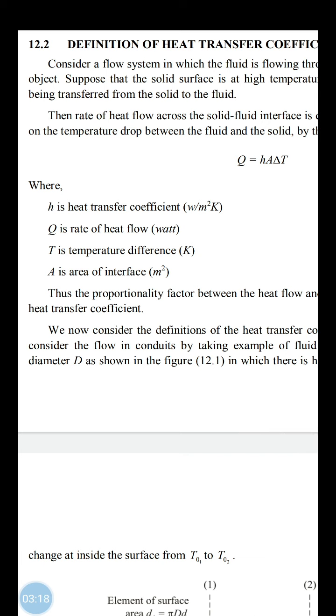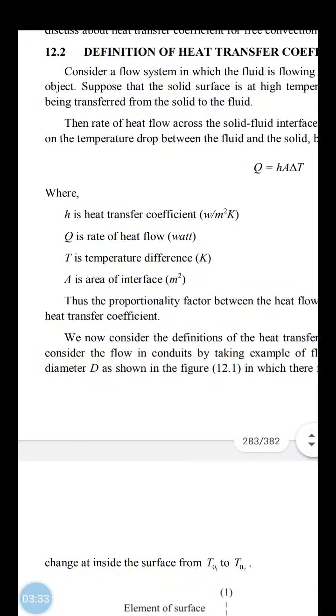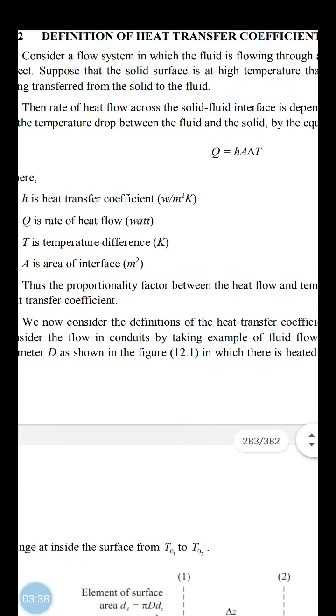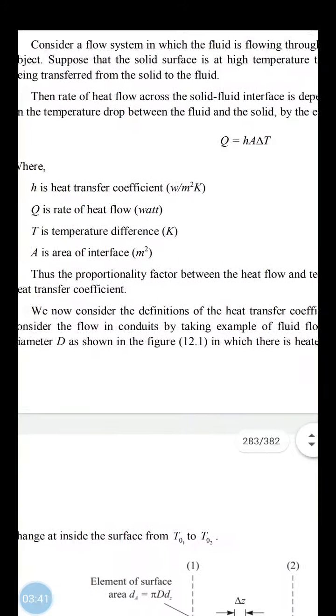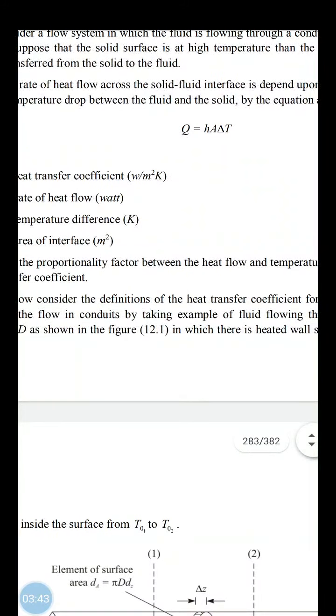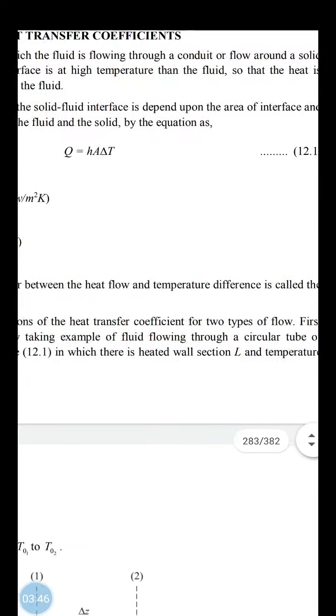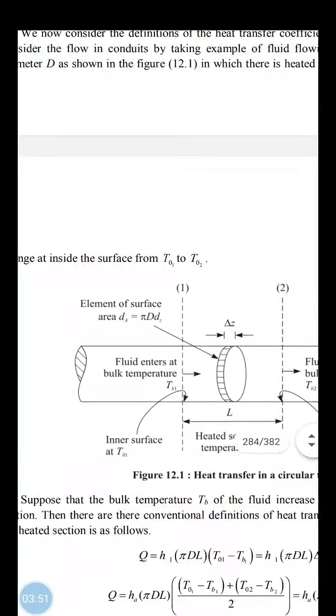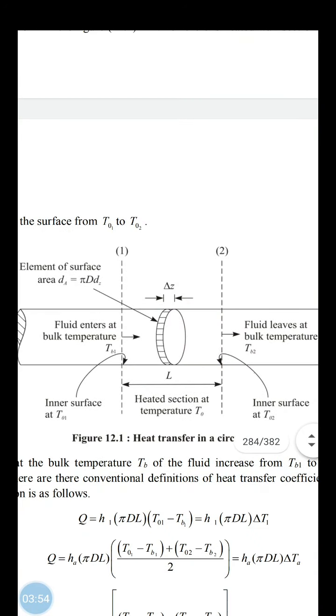Now this heat transfer coefficient is defined in many different ways, based upon the initial temperature difference, based upon the arithmetic mean temperature difference, based upon the logarithmic mean temperature difference. So we'll discuss this concept with the help of the following diagram. Now consider the flow taking place. The fluid is flowing through the circular tube as shown in the figure.